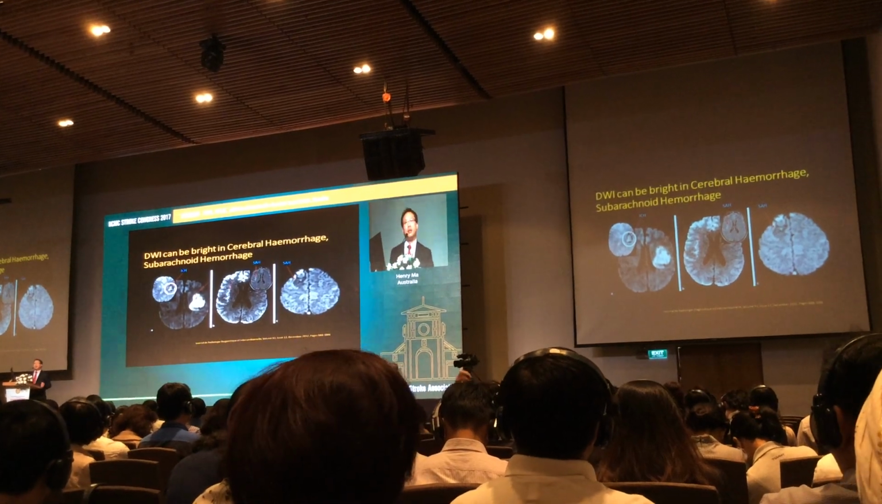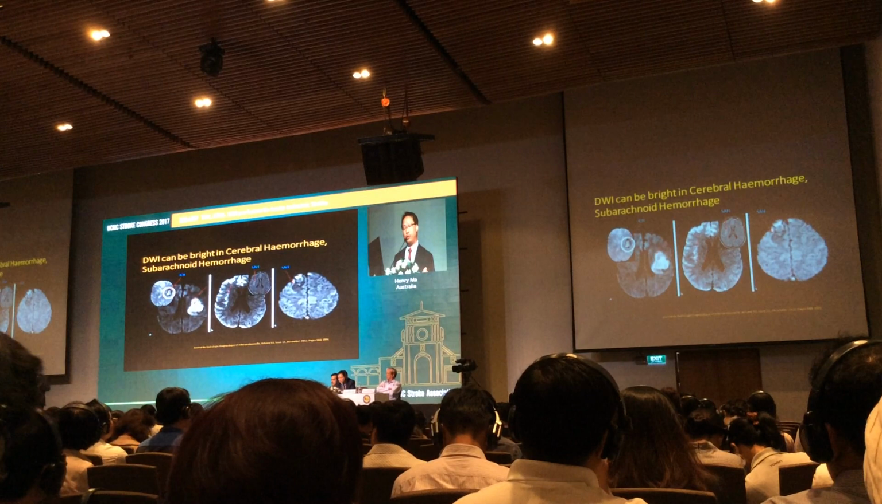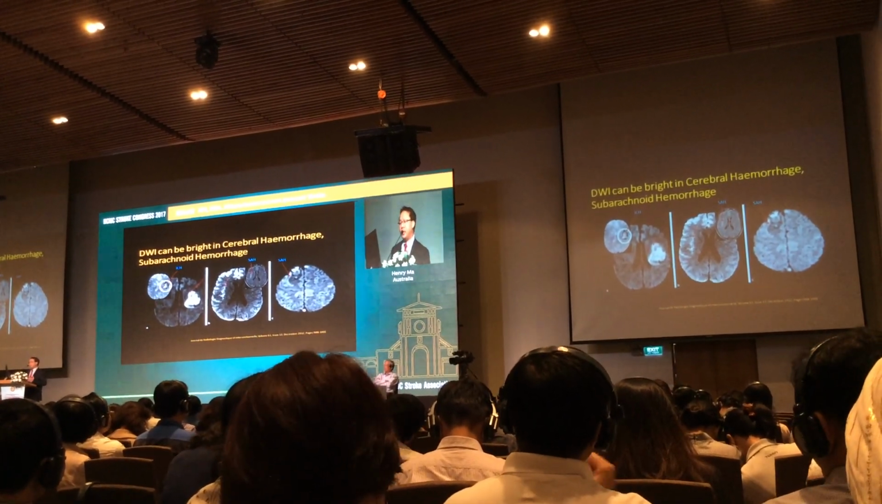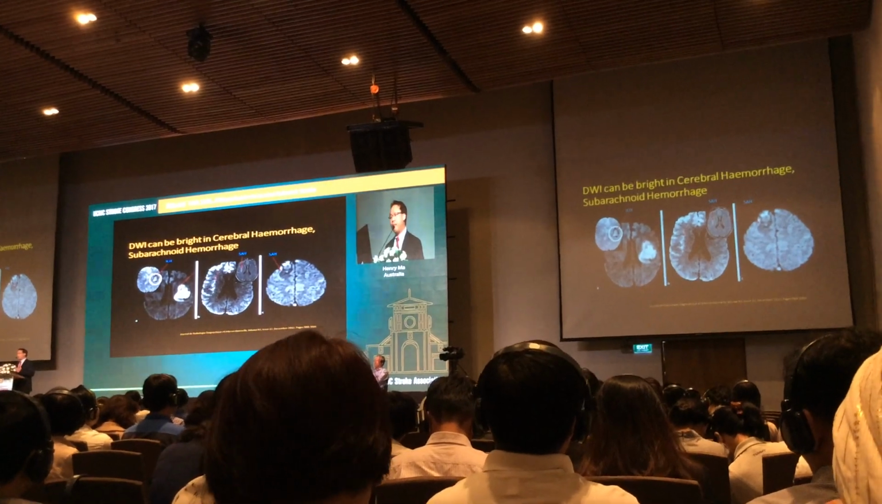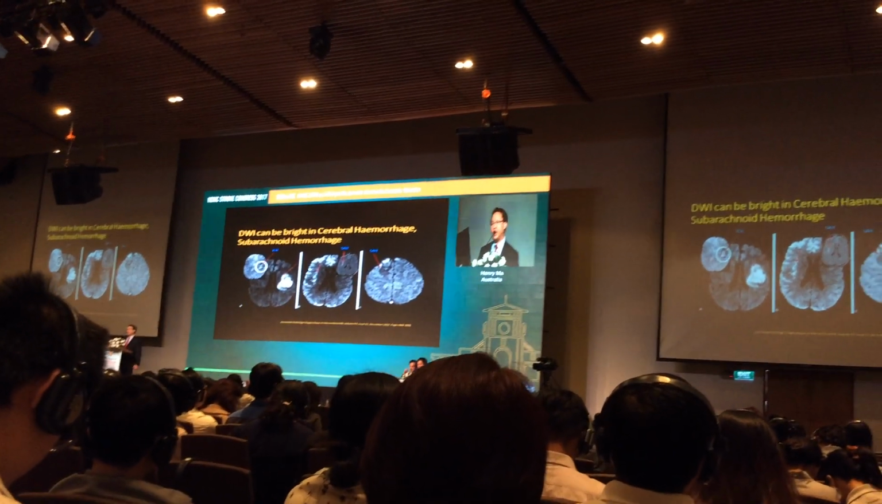So in fact, in subarachnoid hemorrhages, the DWI can also look bright too. So you look at DWI and the SWI together. As you can see in the middle case, the subarachnoid hemorrhage actually looks bright on DWI. So you've got to make sure you look at all the sequences.